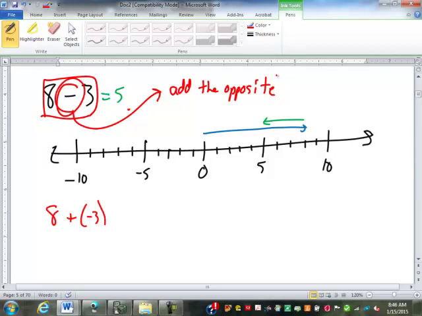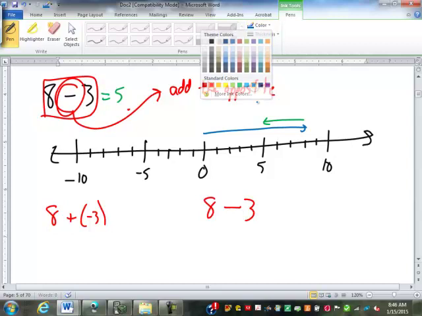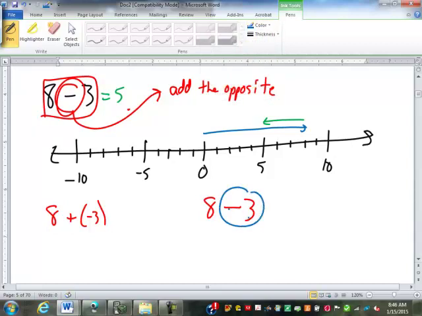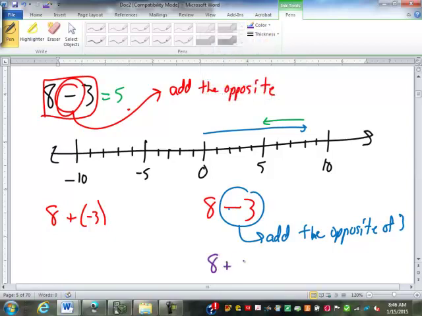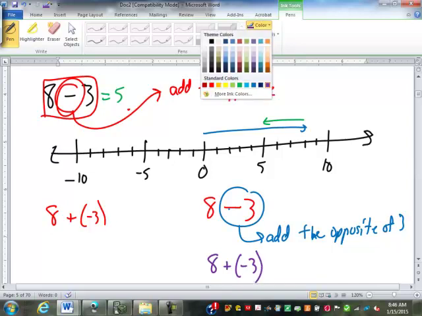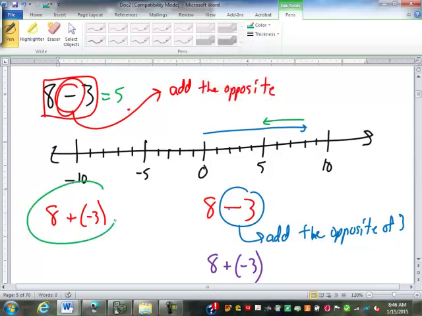So 8 minus 3, what this is saying, subtracting 3 is saying add the opposite of 3. Instead of adding 8 to 3, you're going to take 8 plus a negative 3. You're adding the opposite of positive 3, which would be negative 3. So that's why 8 minus 3 and 8 plus a negative 3 are the same problem.